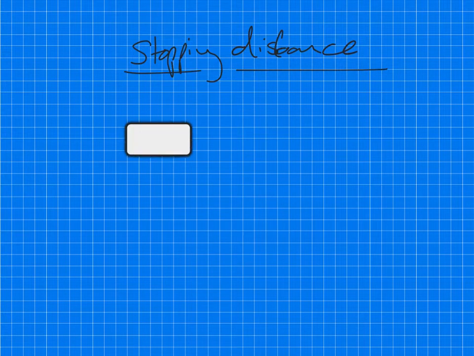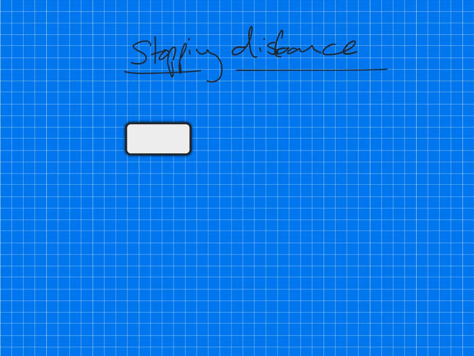Okie dokie, here is a quick video on stopping distances. And this is all to do with reaction times and the effects that they have on stopping a car, but also the physical factors that affect stopping a car. So we're going to have ourselves a little car here. There he is.